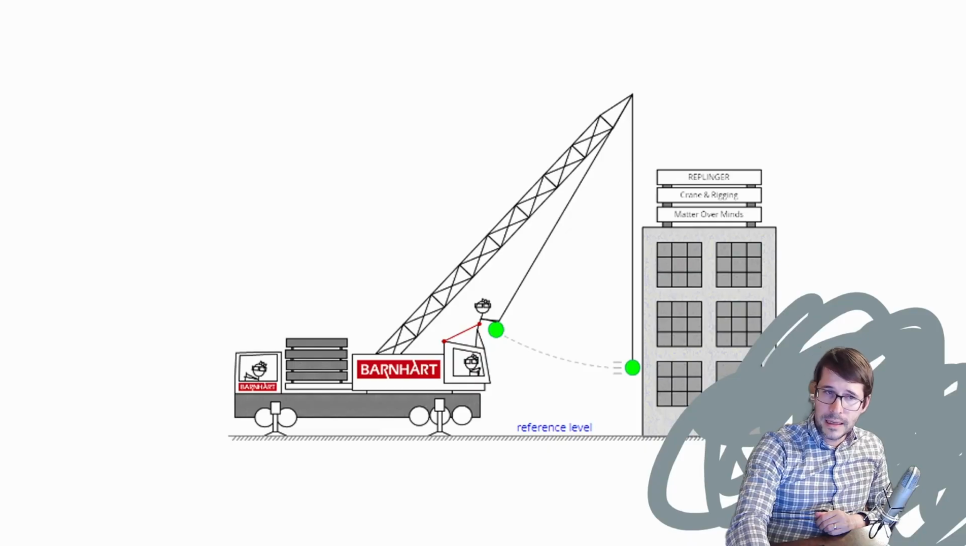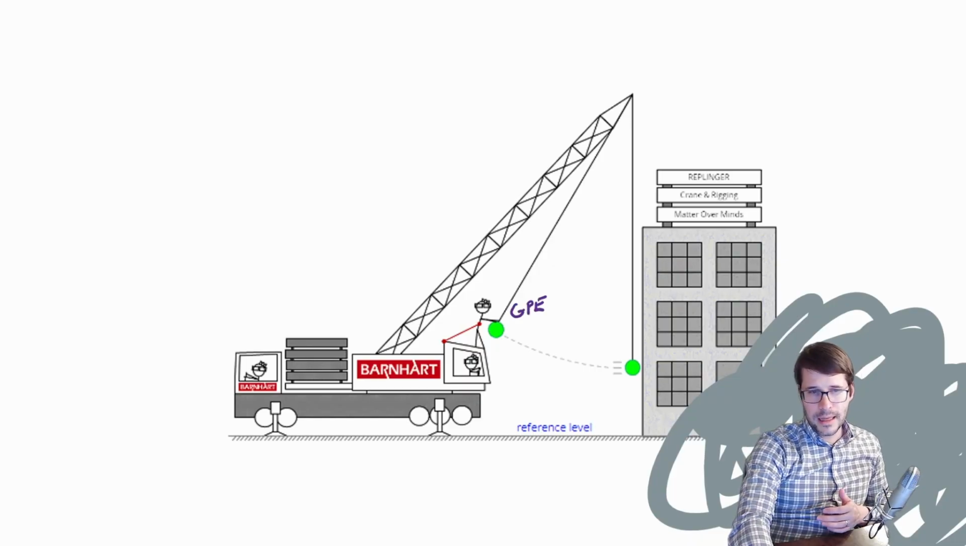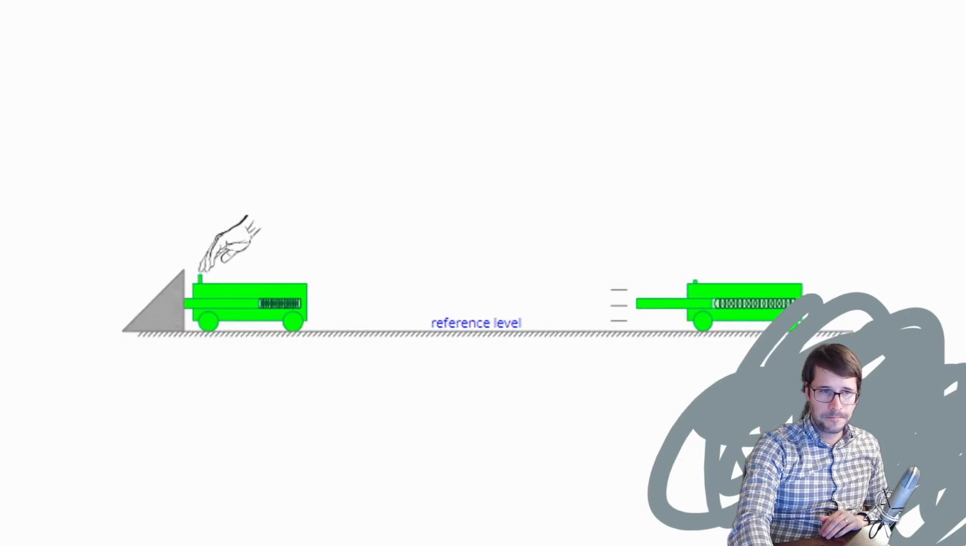All right, so at the beginning, the initial, it's when the crane is pulled back, and then when we let go, it swings down and hits the building. So it starts off with gravitational potential energy, and it ends up with kinetic energy, but still gravitational potential energy because it's also still above the reference level, above the ground.